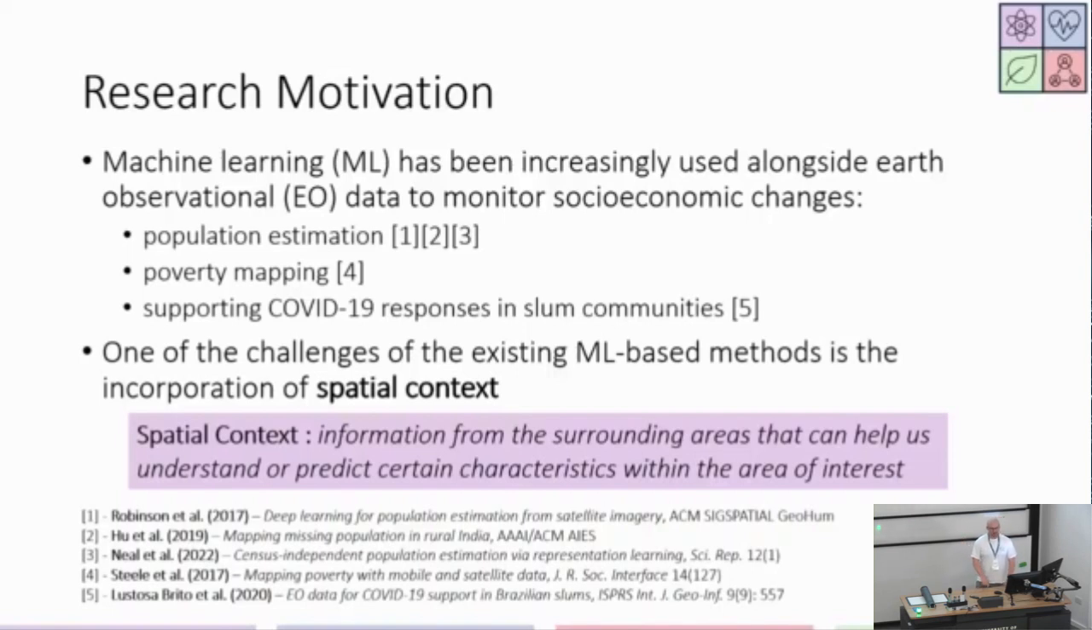But one of the challenges of the existing machine learning methods is the incorporation of spatial context. So, what's spatial context? It's the information from the surrounding areas that can help you understand and predict something within the area of interest. So, if we take this building, and I show you just a picture of this building, and I ask you, what kind of people are in here? You will come out with some guess. But then if I extend the picture and say, well, it's beside the School of Maths and Sciences, you'll be like, oh, maybe Maths and Science in there. So that's just adding a bit more spatial context to the idea.